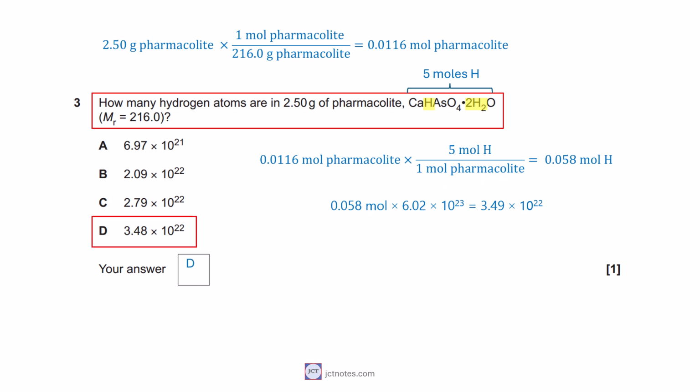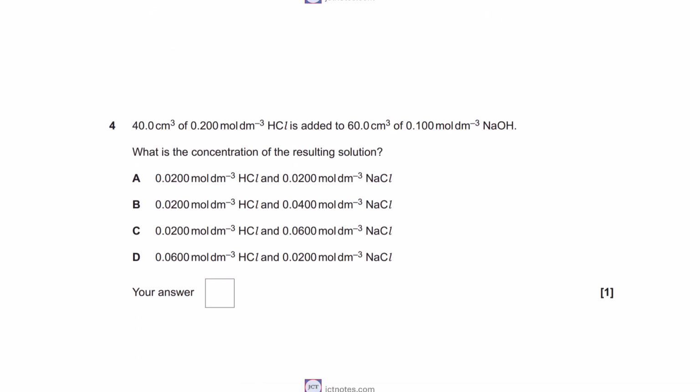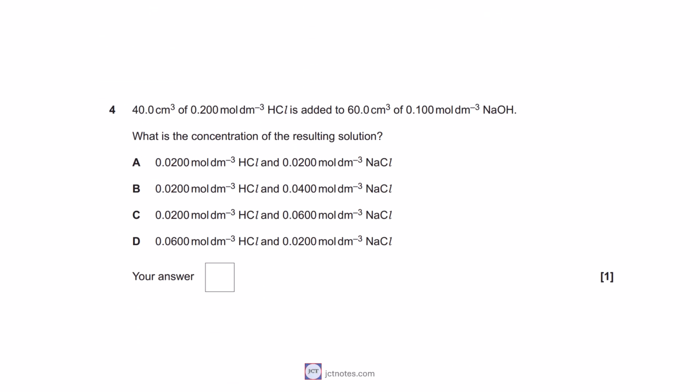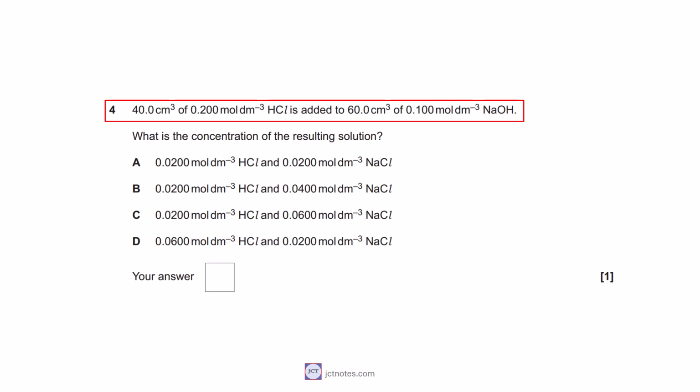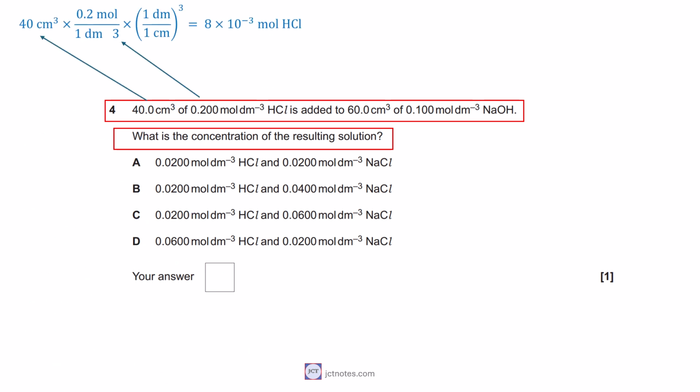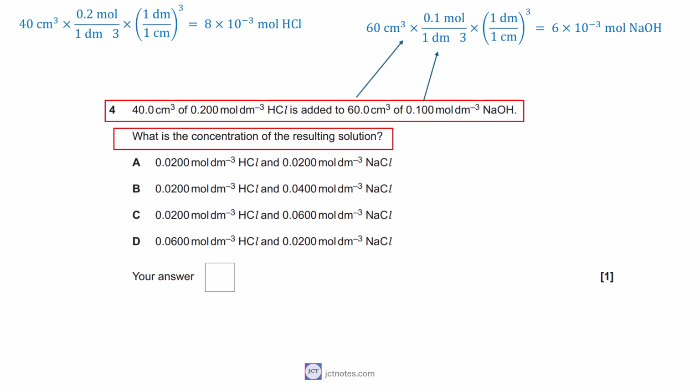In question 4, we have that 40 cubic centimeters of 0.2 mole per cubic decimeter of hydrochloric acid is added to 60 cubic centimeters of 0.1 mole per cubic decimeter of sodium hydroxide. We need to find out the concentration of the resulting solution from the four given answers. Using the concentrations and volumes given, we have 8 times 10 to the power of minus 3 moles of hydrochloric acid and 6 times 10 to the power of minus 3 moles of sodium hydroxide.